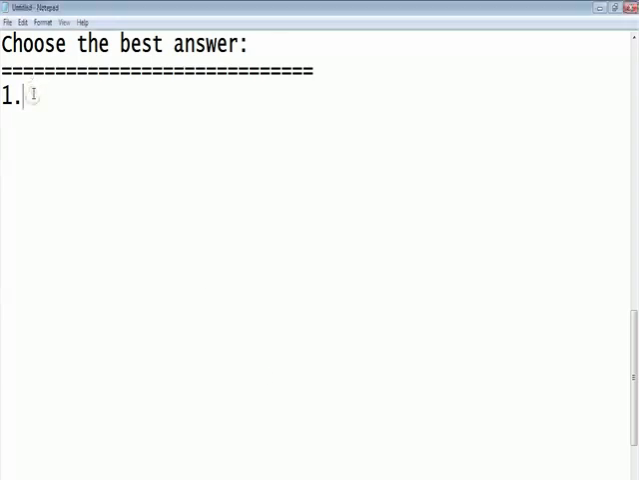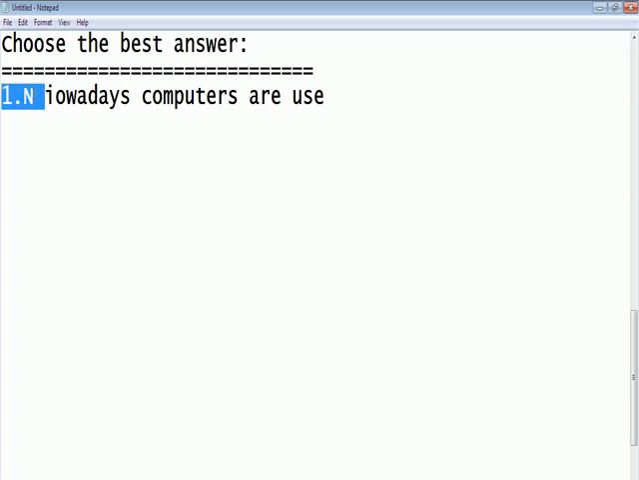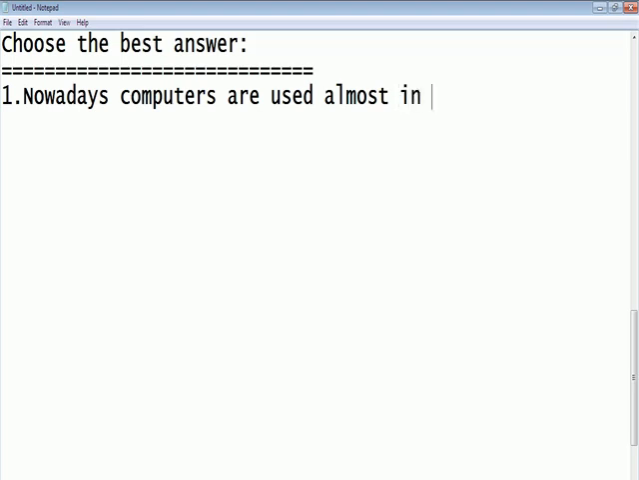So the first question is nowadays computers are used almost in dash. So the answer of this question is all the places.